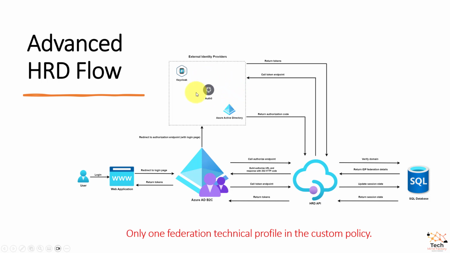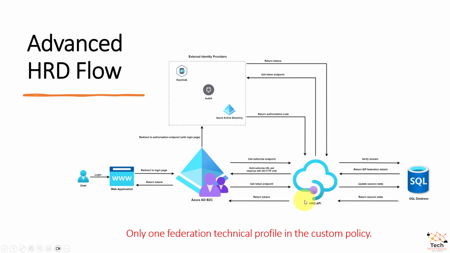And now here, the user will authenticate. There will be the login page of this external identity provider displayed. The user will provide username and password, maybe use MFA, and so on. Once the user is authenticated, the authorization code will not be returned to the B2C. The authorization code will be returned to the callback endpoint of the HRD API, which I will also show you in the code. So instead of returning the code to B2C, the authorization code will be returned to the HRD API.